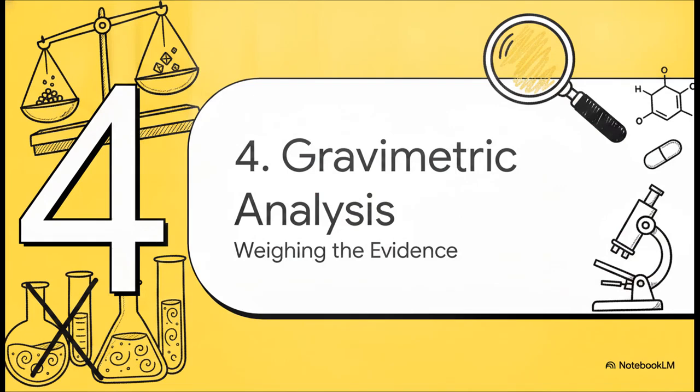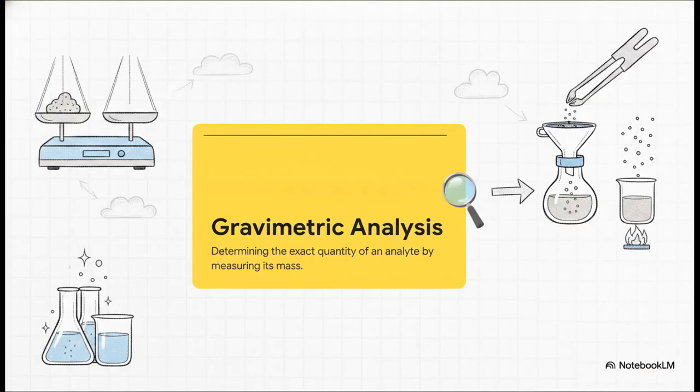Okay, moving on to Section 4, Gravimetric Analysis, Weighing the Evidence. Up until now, we've relied on volumes of liquids to find the truth, but sometimes you just need something more definitive. Gravimetric analysis is basically the absolute method. Gravimetric literally just refers to mass. Here, we aren't looking at liquid color changes or titration endpoints. Instead, we completely convert our pharmaceutical analyte into a pure solid precipitate, filter it, dry it out, and physically weigh it on a highly precise scale.